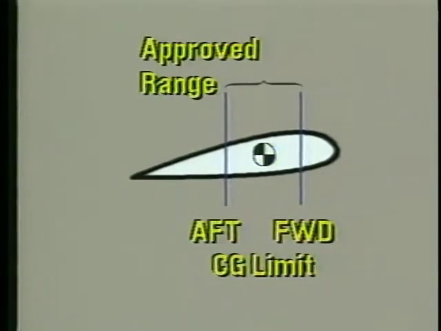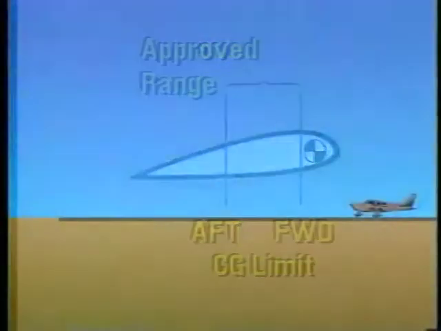If too much weight is loaded in the front section of the airplane, the CG will be forward of the limit, making the airplane nose-heavy. If this happens, there may not be enough elevator or stabilator force available to rotate the airplane for takeoff, or to raise the nose of the airplane during the landing flare.